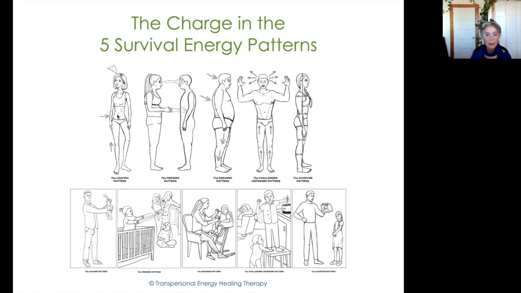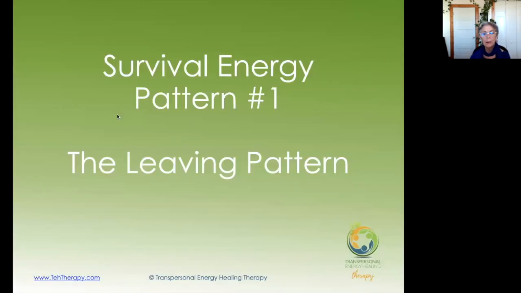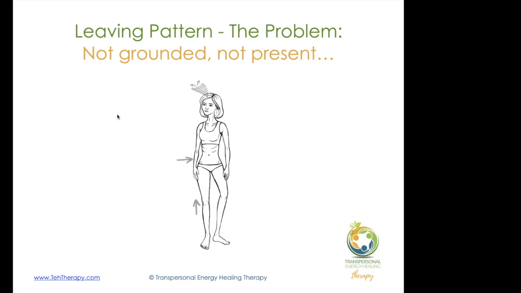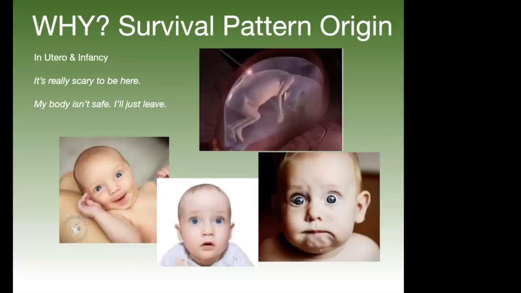So let's go to the next slide. So we're going to take a little closer look now at the first developmental age, called the leaving pattern, and what we can do with that when we have a client who comes in. How are we going to know that that's what's going on for them? Well, they're not grounded, they're not present. They might have a faraway look in their eyes. So we're going to see, what do we do with that pattern? Let's go to the next slide.